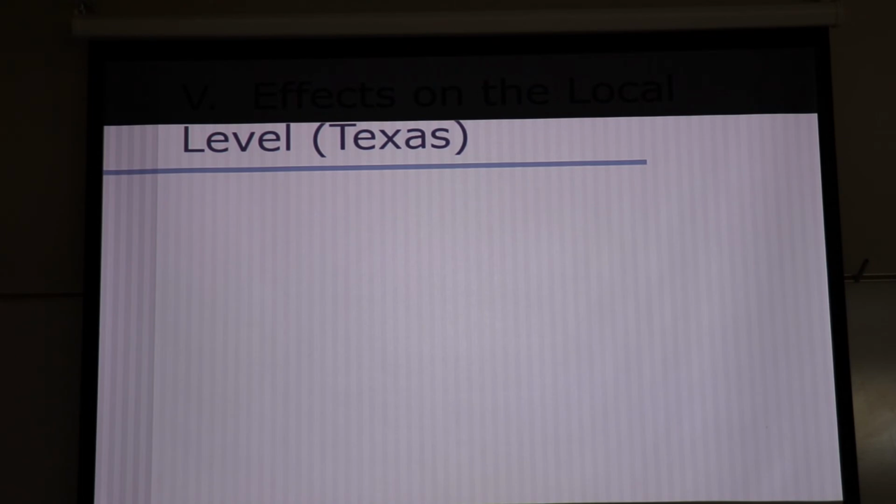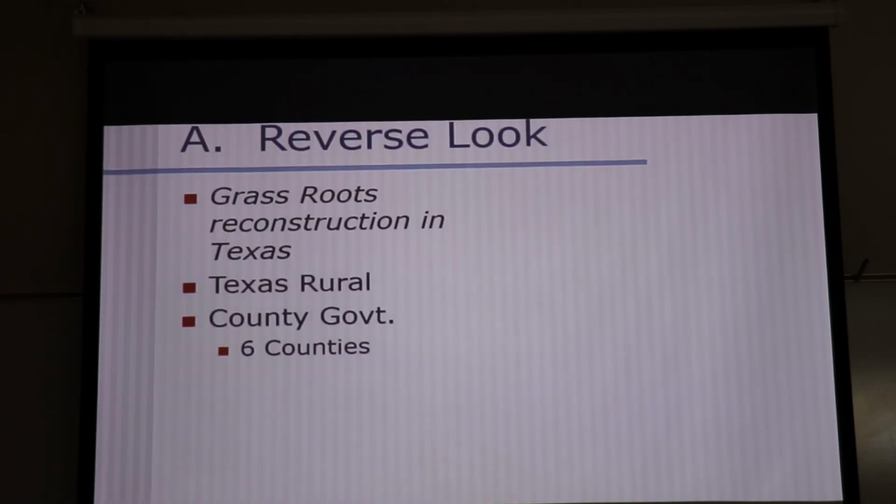Effects on the local level, Texas, Roman numeral 5. A reverse look. This basically is based on a book by Rudolph Campbell, Grassroots Reconstruction in Texas, where he said basically if you wanted to look, don't look at the national level down, instead look at the county level up. Because like here in Texas, we're mainly a rural state. So he compared the county governments in 6 states.